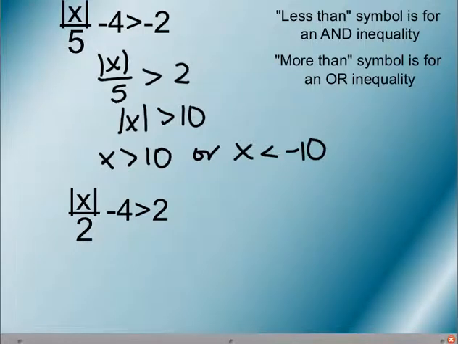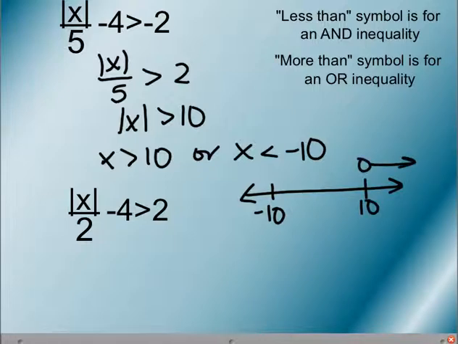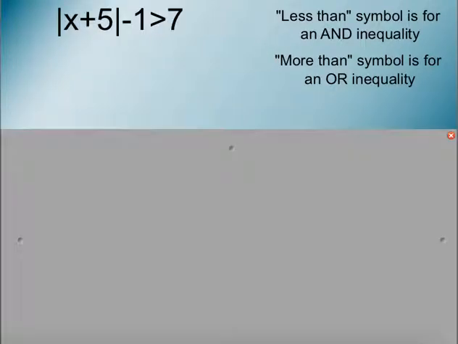Now I know that it's an or because I have a greater than symbol here. And no, I can't combine them anymore into one long inequality. When I graph these, I can say my negative 10 and 10 here, open dot going to the right for the x is greater than 10, open dot going to the left for x is less than negative 10. All right? Greater than symbols are an or situation.